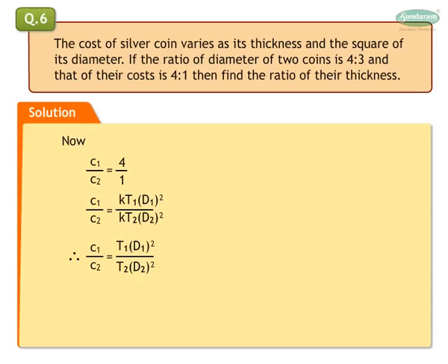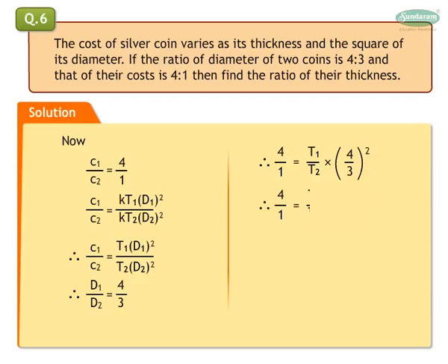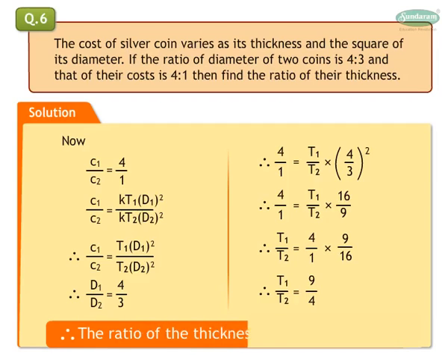Now the ratio of diameter is 4:3, that is, D1 upon D2 is equal to 4/3. Therefore, substituting the value we get 4/1 is equal to T1 upon T2 into within bracket 4/3 the whole square. Therefore, 4/1 is equal to T1 upon T2 into 16/9. Therefore, T1 upon T2 is equal to 4/1 into 9/16. Therefore, the ratio of the thickness of 2 coins is 9:4.